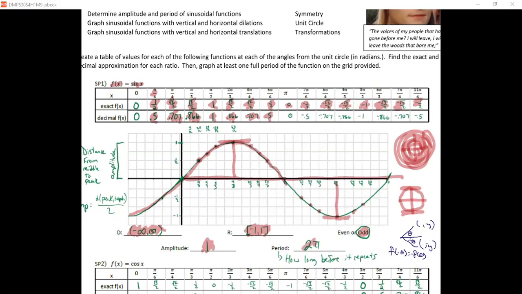And then the period is 2 pi. The reason why is, let's draw a circle one more time, as we travel around the circle, the y values start at 0, go to 1, go to 0, go to -1, and go to 0. After we've gone the full circle, the y values begin repeating. That's what we call the period, also known as how long before it repeats.